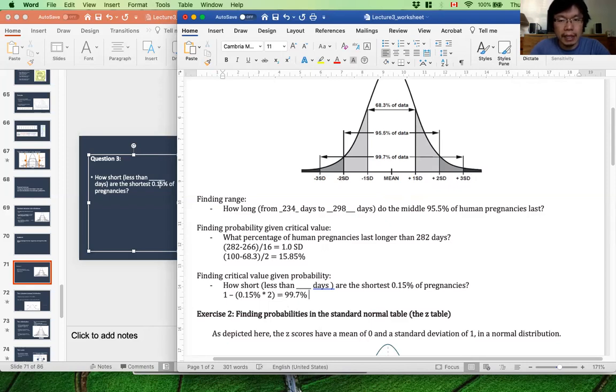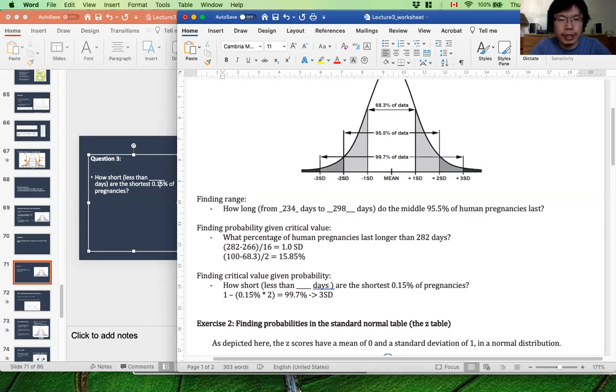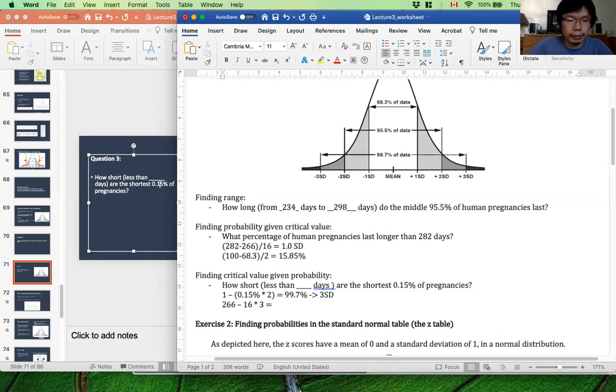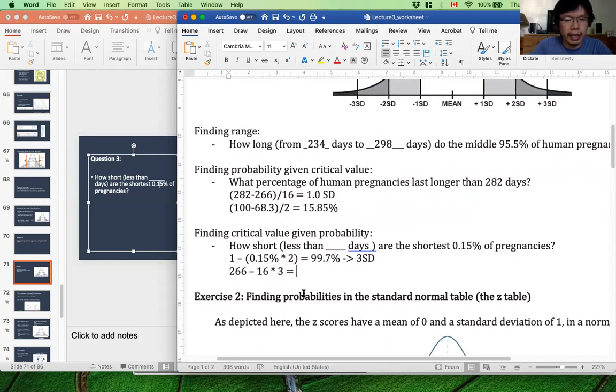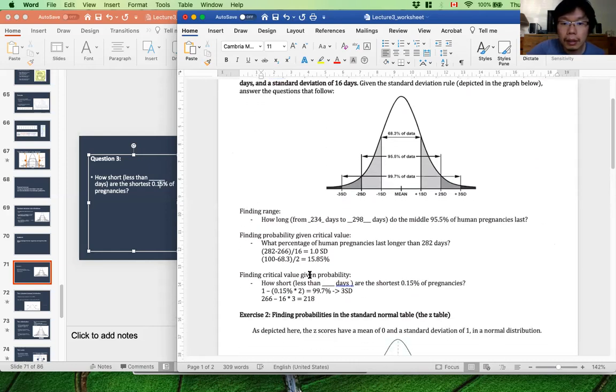And now we know that 99.7% of data is within three standard deviations above and below the mean. Okay, so we determine that this is the three standard deviation. So because we're interested in the shortest 0.15%, we basically use the mean, which is 266, minus the standard deviation, which is 16, times 3, right? All right, so we have 266 minus 48, 218 days, okay? So now we know that any pregnancy that's shorter than 218 days, and how long is that? 7 months and like 8 days, is extremely short, if we consider this as a criterion of extremes.